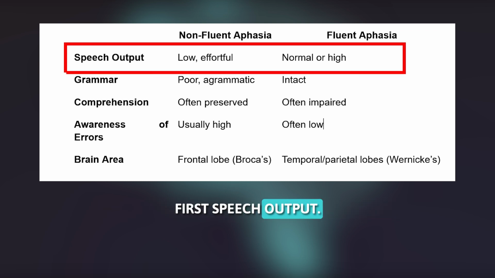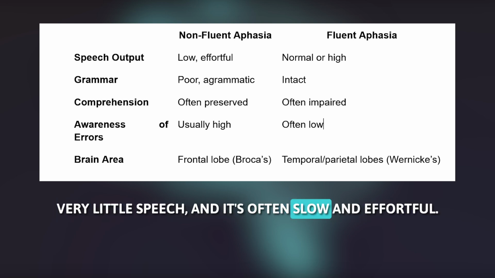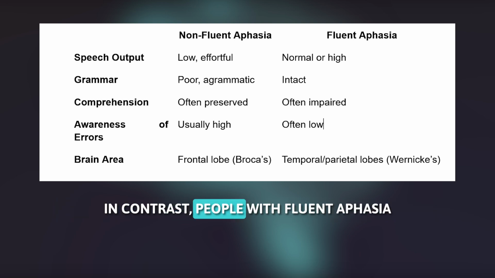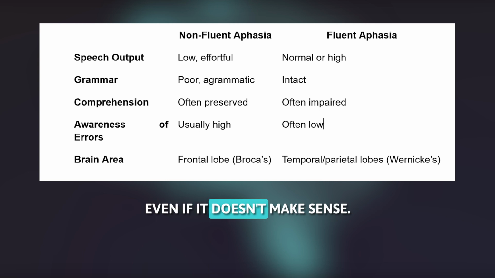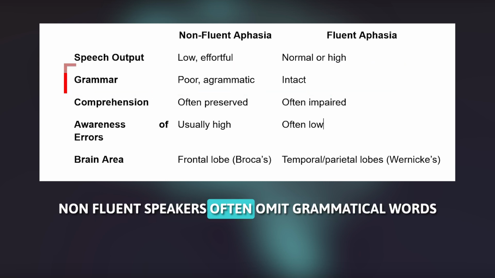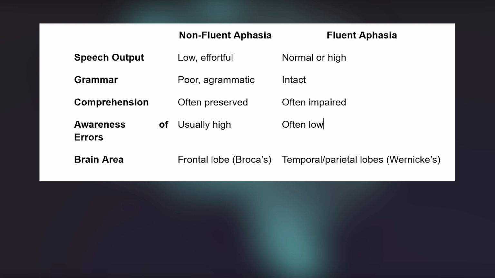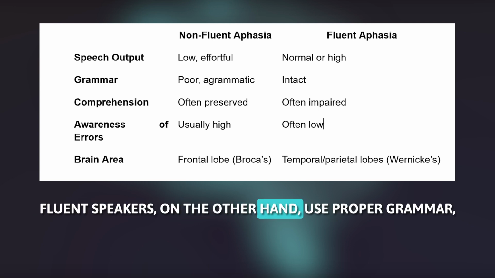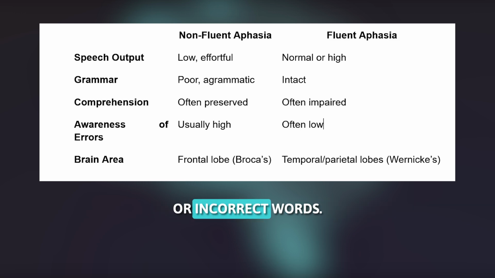First, speech output. People with non-fluent aphasia produce very little speech, and it's often slow and effortful. In contrast, people with fluent aphasia may speak a lot, and their speech flows smoothly, even if it doesn't make sense. Next, grammar. Non-fluent speakers often omit grammatical words like "is" or "the," a problem called agrammatism. Fluent speakers, on the other hand, use proper grammar, but their sentences might be full of unrelated or incorrect words.